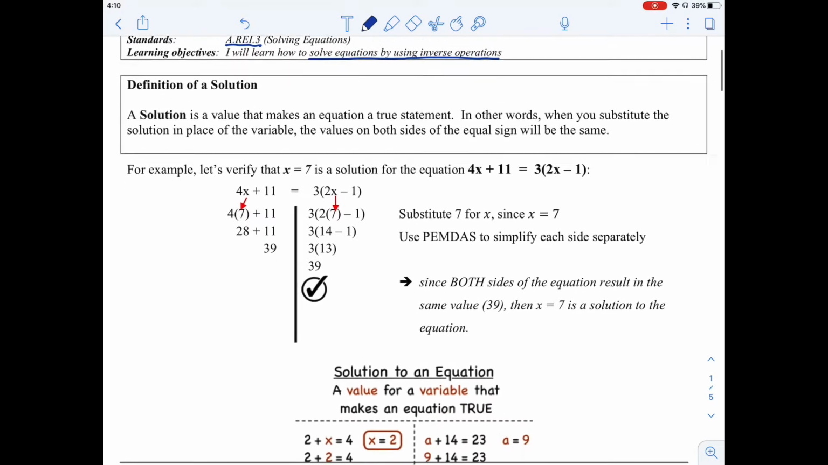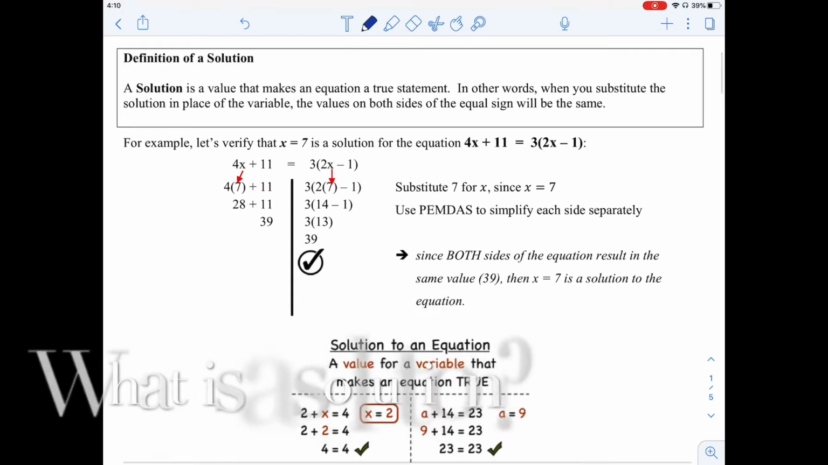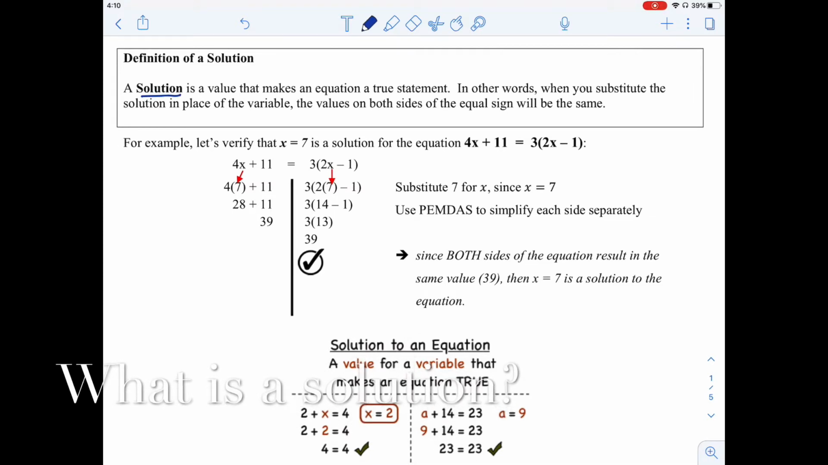Okay, so the definition of a solution is a value that makes an equation a true statement. In other words, when you substitute the solution in place of the variable, the values on both sides of the equal sign will be the same.